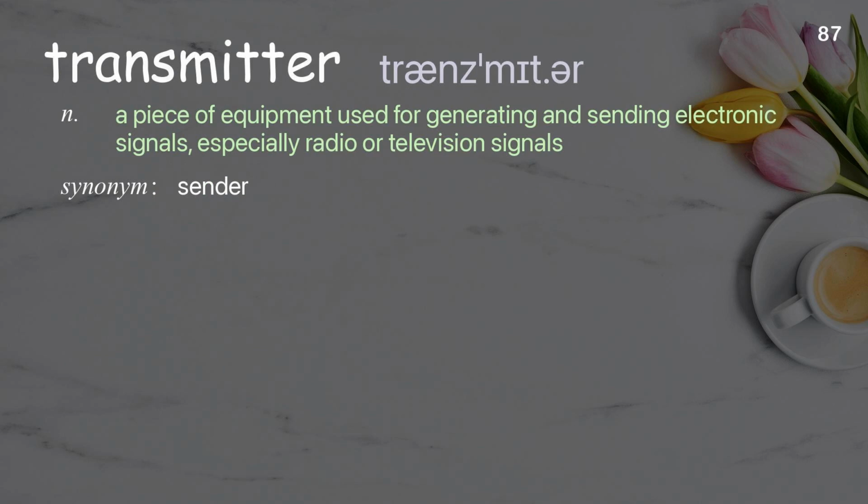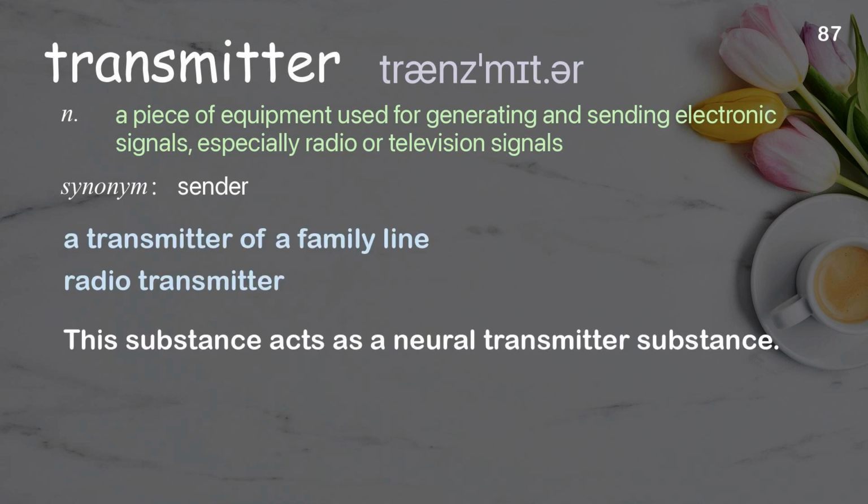Transmitter. A piece of equipment used for generating and sending electronic signals, especially radio or television signals. Examples: A transmitter of a family line. Radio transmitter. This substance acts as a neurotransmitter substance.